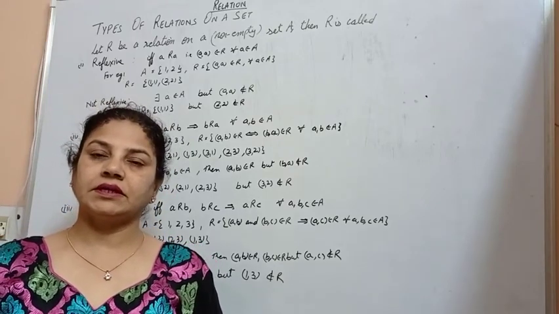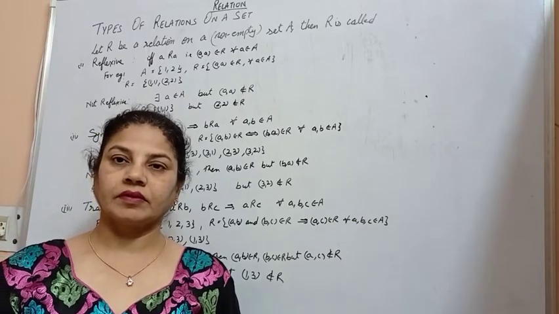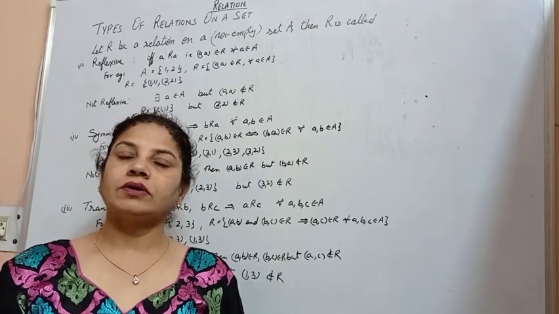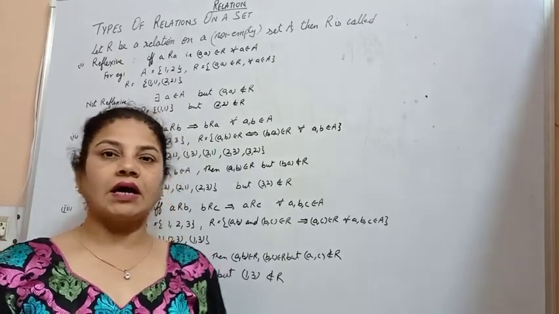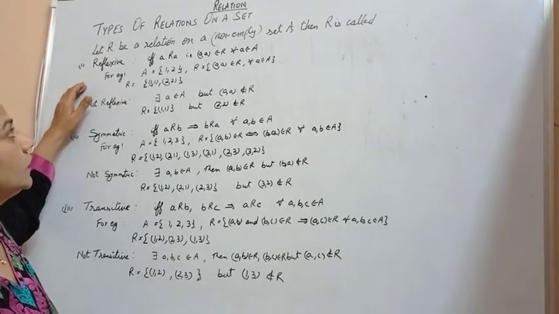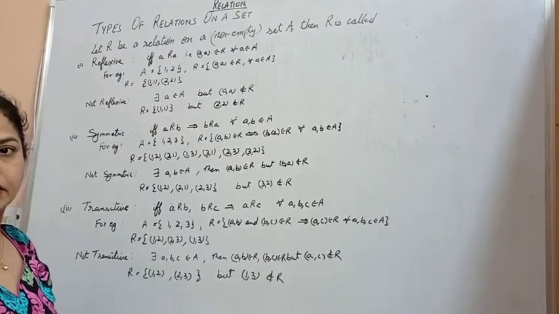Chapter 5, Sets and Relation. Types of relation on a set. Let R be a relation on a non-empty set A, then R is called a reflexive relation if and only if (a, a) belongs to R for all a belongs to set A.